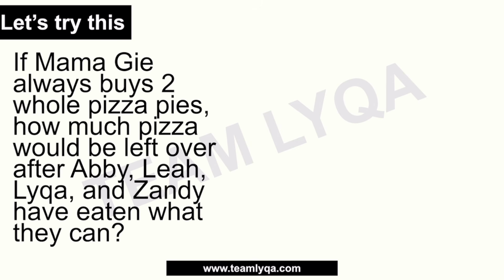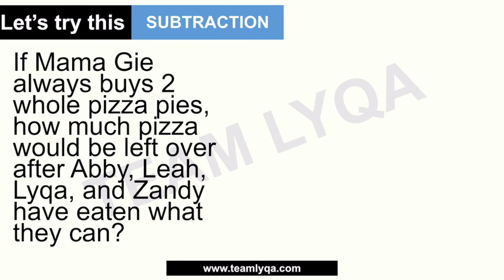So, saan ba nanggagaling yung tira or yung leftover? It's basically kung ano yung meron ka, minus, right? So, ibig sabihin subtraction siya. Minus yung kinain. Now, ano ba yung kinain kanina? Sabi dito sa problem na to, meron siyang dalawang buong pizza pies, right? Now, ima-minus ko yung nakain, which is 1 and 3 over 4. Okay?